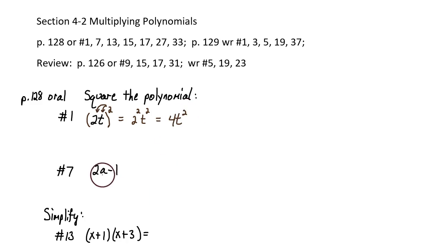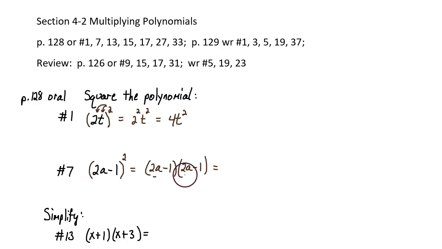Number 7, we're given this binomial, we're told to square it. So let's first show that by putting it in parentheses and then squaring it. Now let's work this out. This means 2a minus 1 times another 2a minus 1. Now we can use the distributive property to multiply this binomial times this binomial. Some people call this FOIL, first, outer, inner, last.